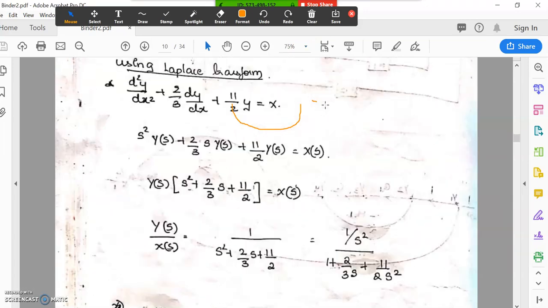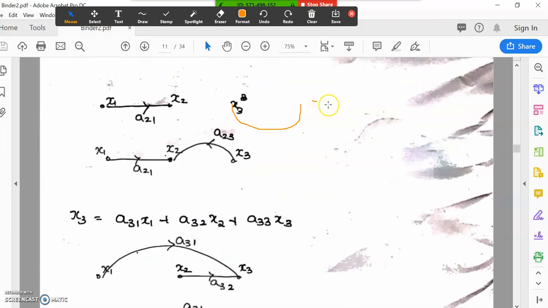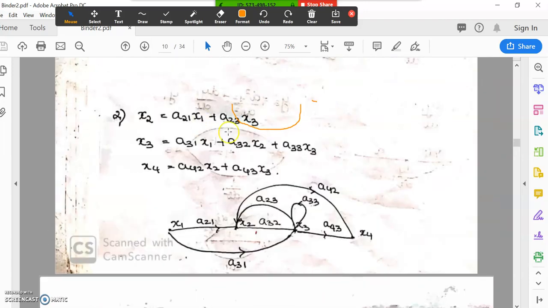Okay, now coming to this again, signal flow. Again, same thing, when the equation is given as we did in the first case.